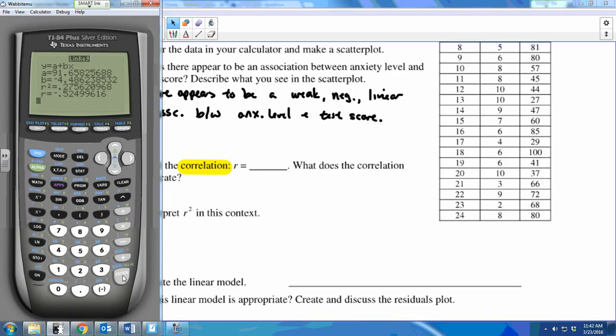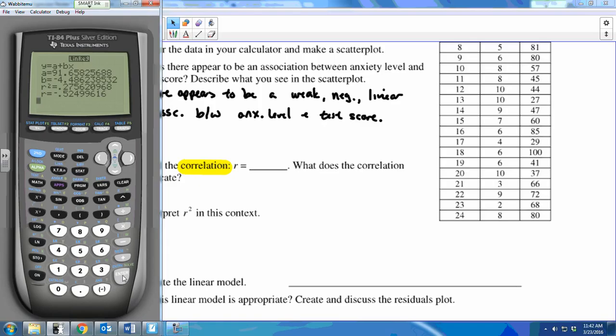Calc 8, and then list 1, list 2. Do you have 3 numbers instead of 4, or instead of 5? Yeah, so you have 3 lines instead of 5. Anyone else have 3 lines instead of 5? All right, if you have 3 lines instead of 5, not a big deal.